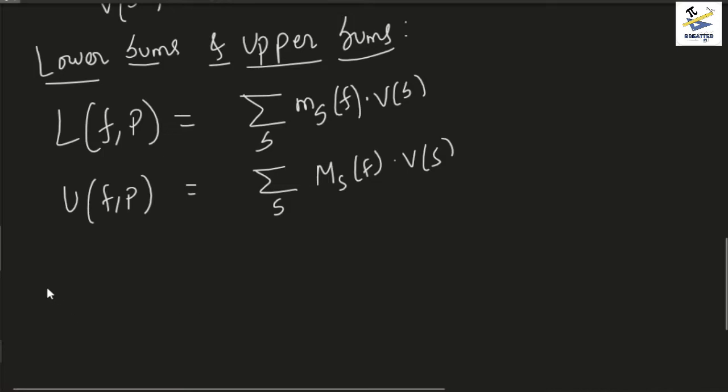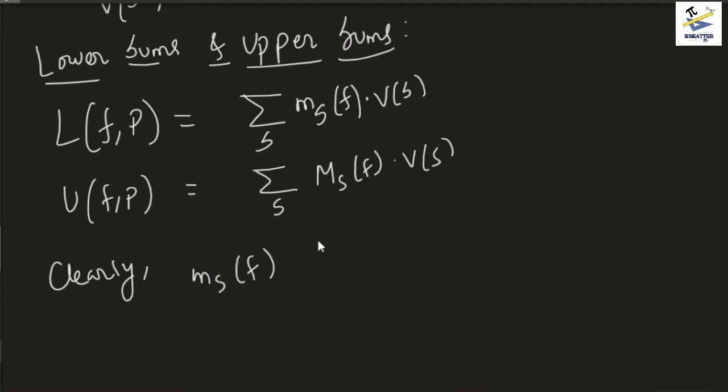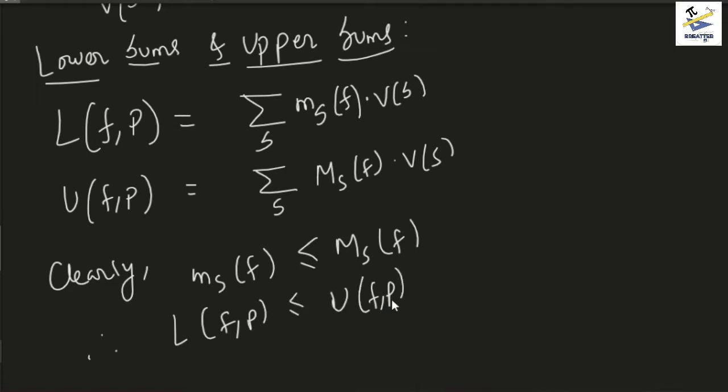And clearly small m_S of f is less than or equal to capital M_S of f, because this is the infimum and this is the supremum. Therefore L of f, P is less than or equal to U of f, P, right?